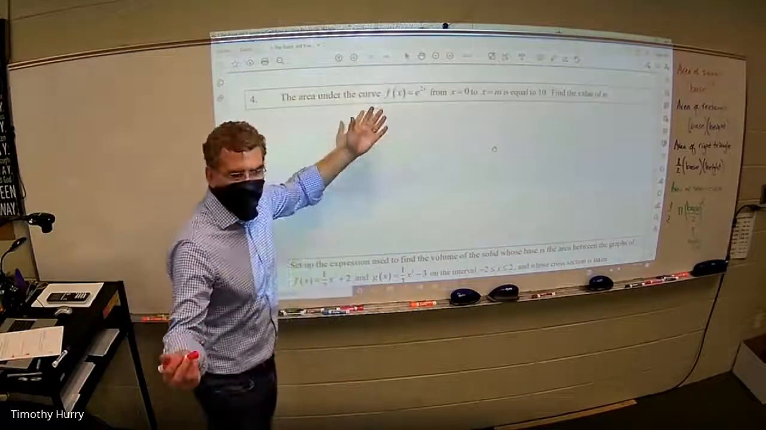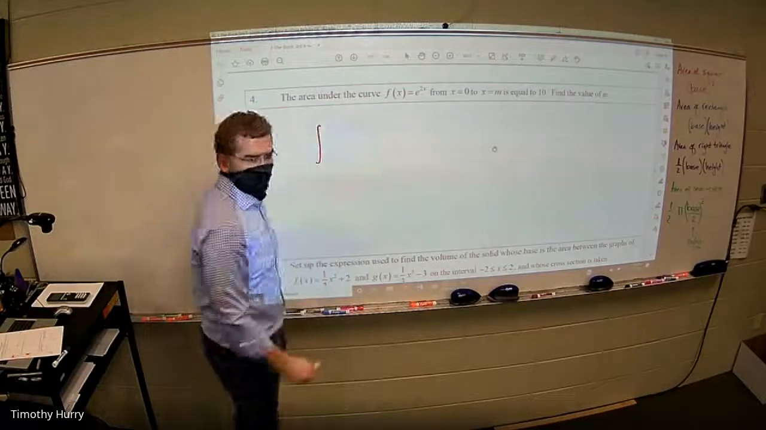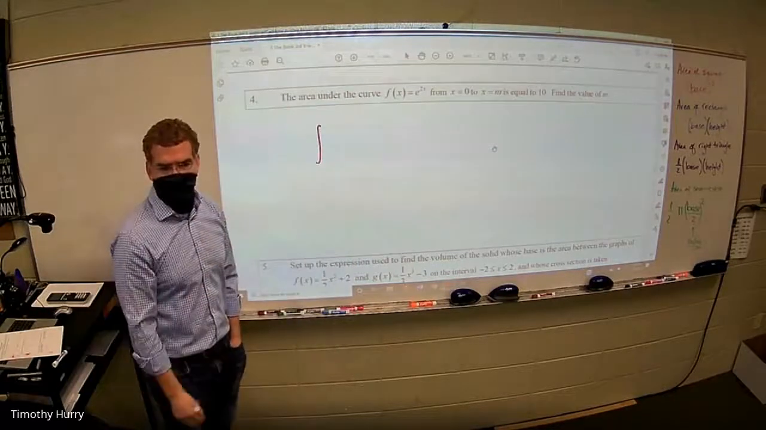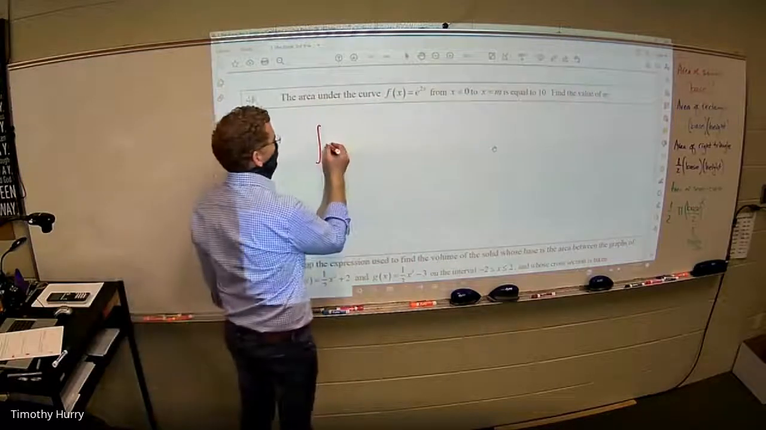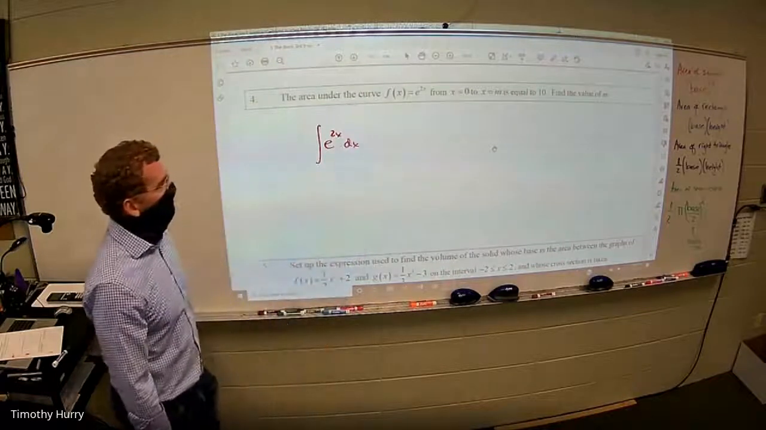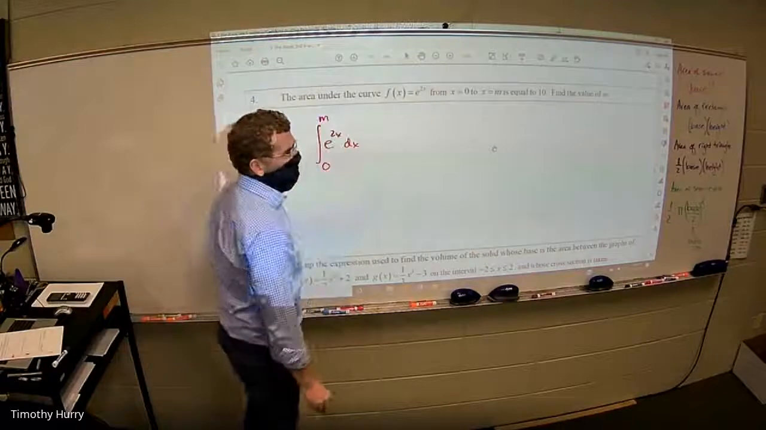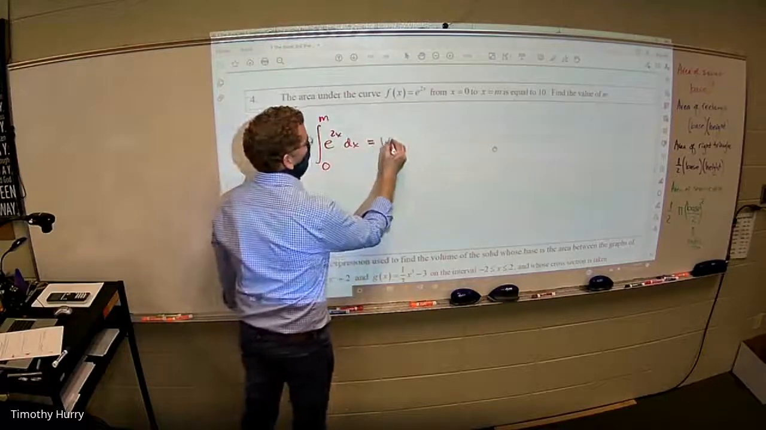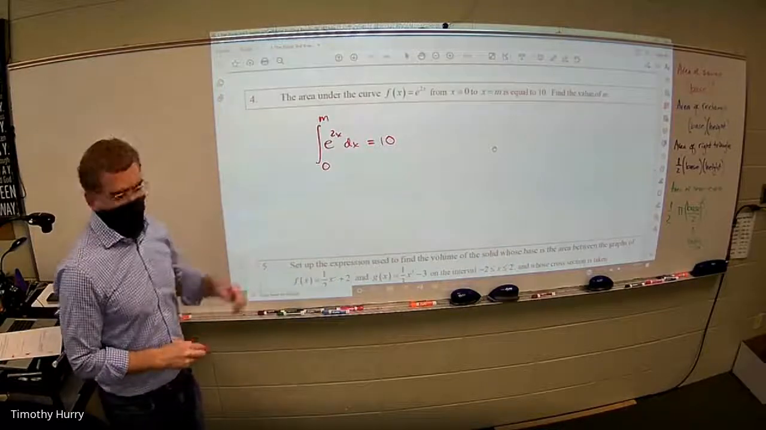Okay, how do I answer that part? Well, how do you find the area under the curve of that? I give you a hint. The integral of e to the 2x, of course, dx, from 0 to m is equal to 10. Find m.